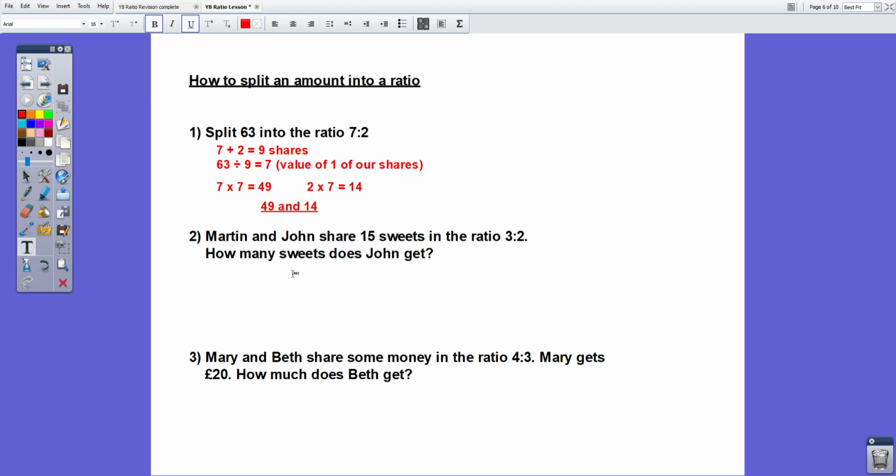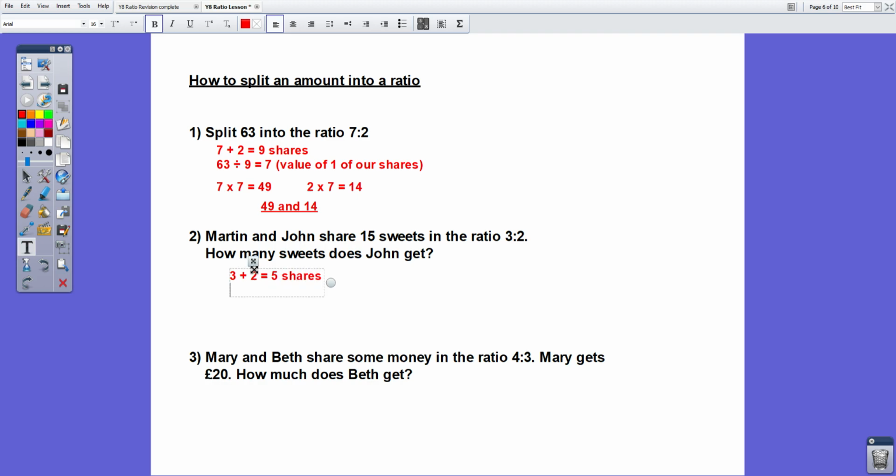Now this question is just a worded version of question 1. Martin and John share 15 sweets in the ratio 3:2. How many sweets does John get? Okay, so what we've got, 3:2, so how many shares in total have we got? Well, take the underline off. We've got 3 add 2, meaning that we've got 5 shares in total.